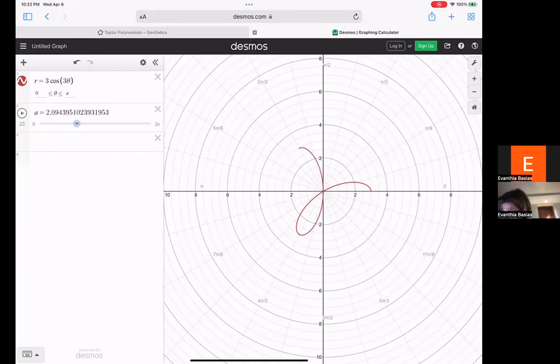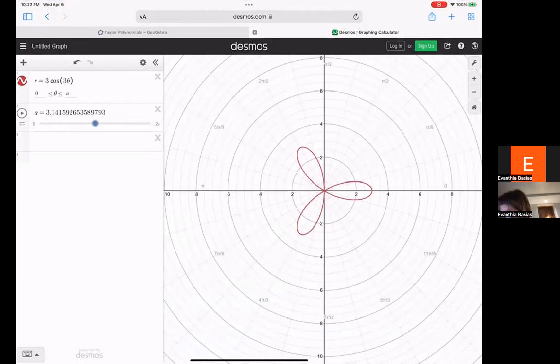The second cycle, the last one. And it's complete when A is 3.14159, which is pi. And then it goes over it one more time, but we can't see it here, from pi to 2 pi. So that's the rose. And you could have a lot of fun on Desmos to look at the graphs. All right, so that's my demo. Now let's go back.